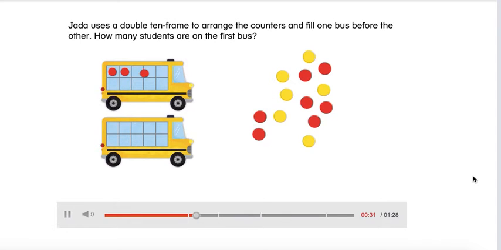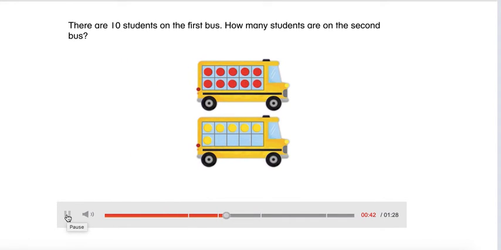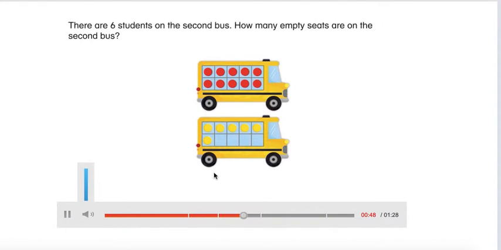Jada uses a double 10 frame to arrange the counters and fill one bus before the other. How many students are on the first bus? So we said there are 10 students on the first bus because it's a 10 frame and it's full, so there are 10 students on the first bus. How many students are on the second bus? There are 6 students on the second bus.